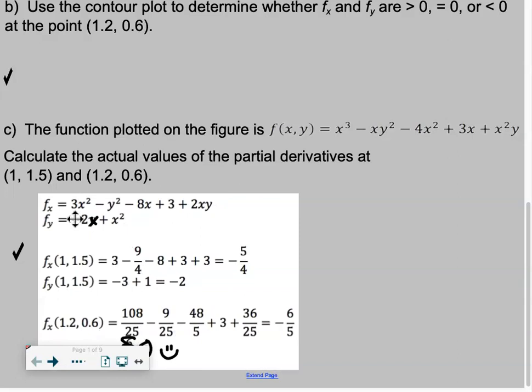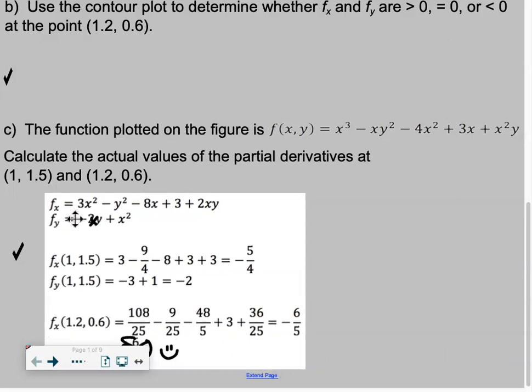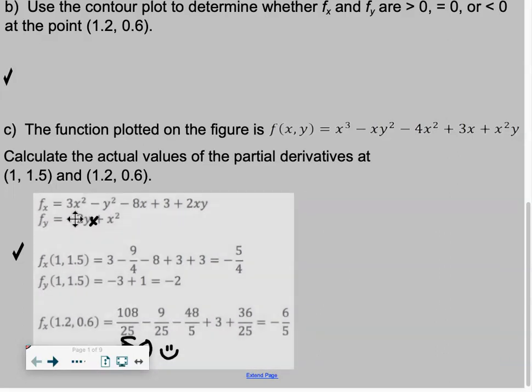So, f sub x, we have 3x squared minus y squared minus 8x plus 3 plus 2xy. Yeah, that's your f sub x. Your f sub y, so when you do partial y, you get 0 minus 2xy, plus x squared. Yeah, there we go. So there's our f sub x and our f sub y.